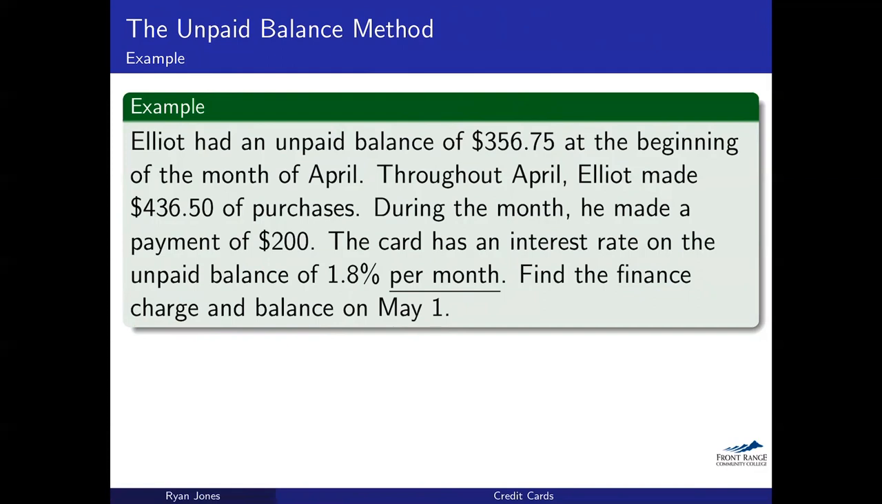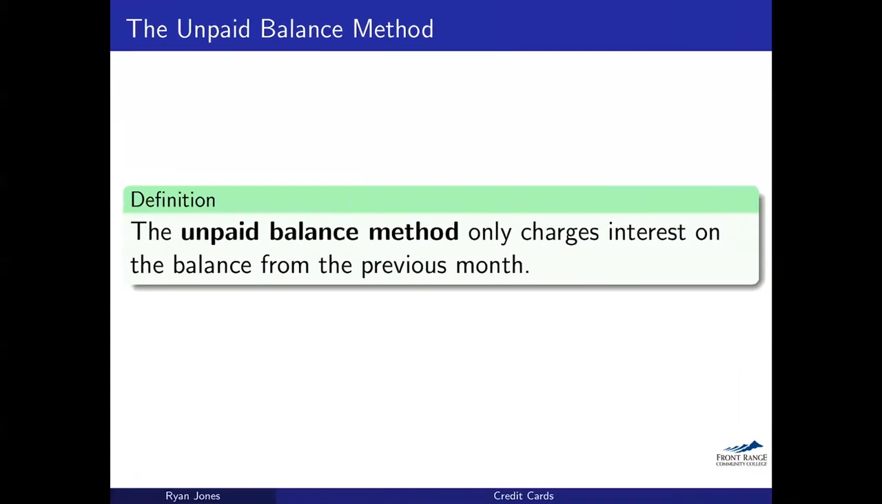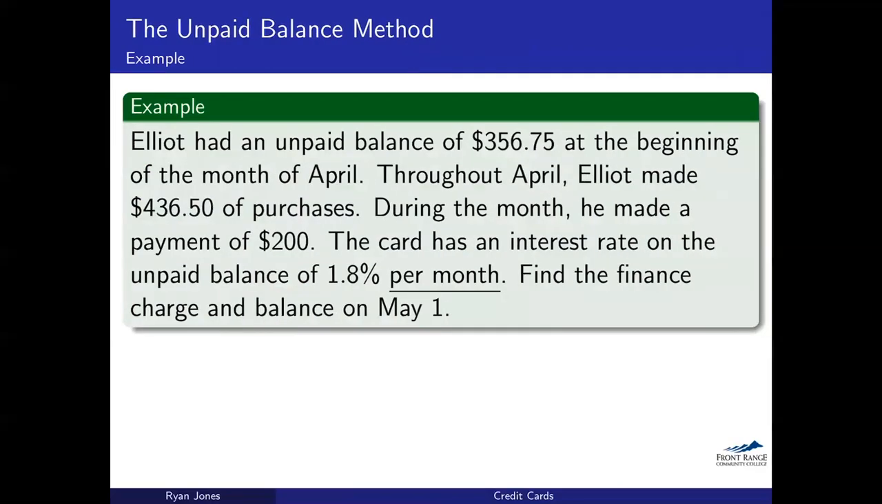And so his unpaid balance at the start of April was $356.75. And as we've said with the unpaid balance method, the interest that is going to be added into his account is only going to carry over from the previous month. So really all I have to do to start off this problem is calculate the interest that accrues for this amount. Because at the end of April, the moment that we switch from the last day of April to the first day of May, the bank is going to say, all right, this is how much your unpaid balance was. We're going to charge you interest on that.